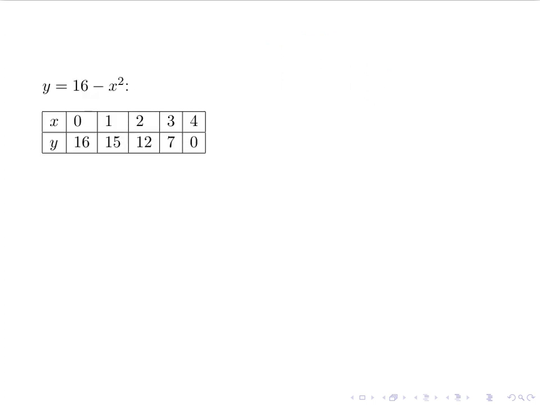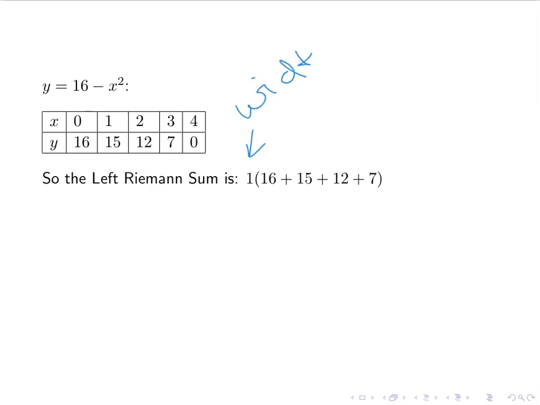And then what I'm going to do now is make a table of those heights that I had. The x values were 0 through 4. The heights, if I plug in my x values, are the y's. So we get 16, 15, 12, 7, and 0. If I want the left Riemann sum, that's the area of the rectangles. So here is my width, and then these are my heights.